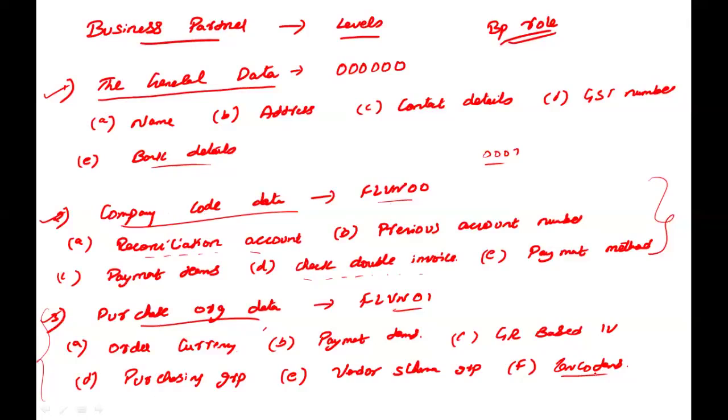Okay. Now, we said that in general data, we will have 6 zeros. In company code data, we will have FLBN 00. And in purchasing organization data, we will be having FLBN 01.